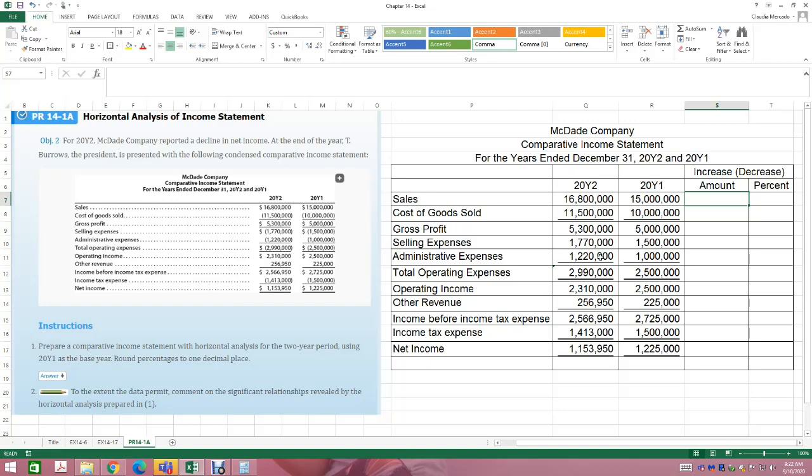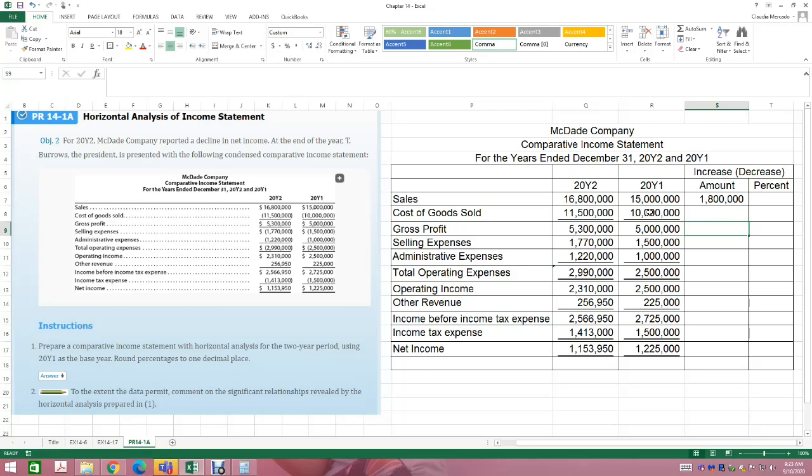So we went from 15 million to 16,800,000. Did we go up or down? We had an increase. We had an increase of how much? We had an increase of $1.8 million. So from 15 million to 16,800,000, it increased by 1,800,000.